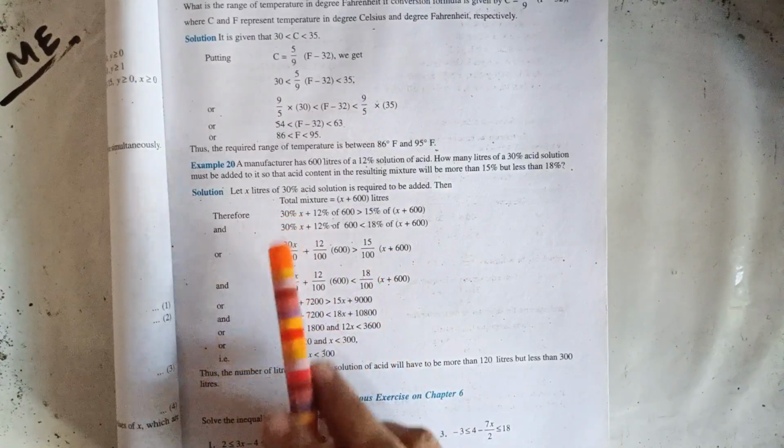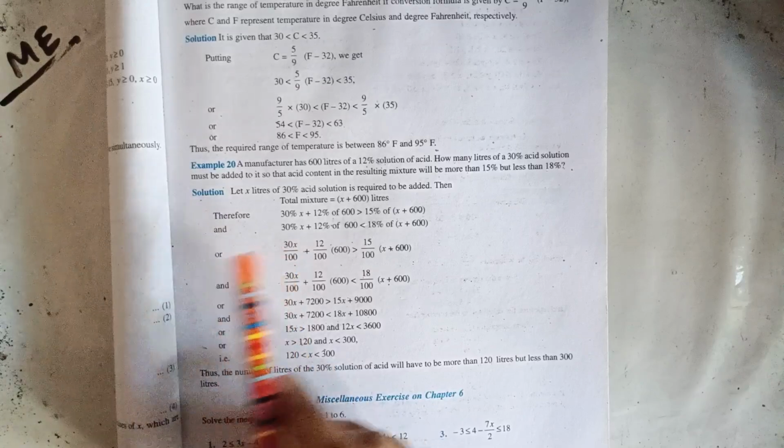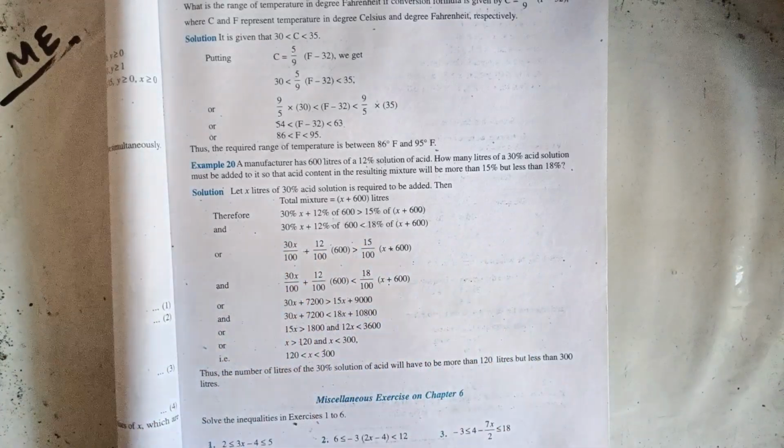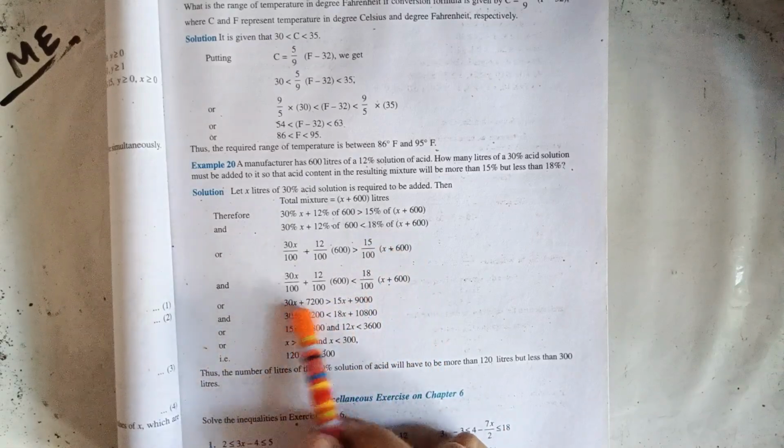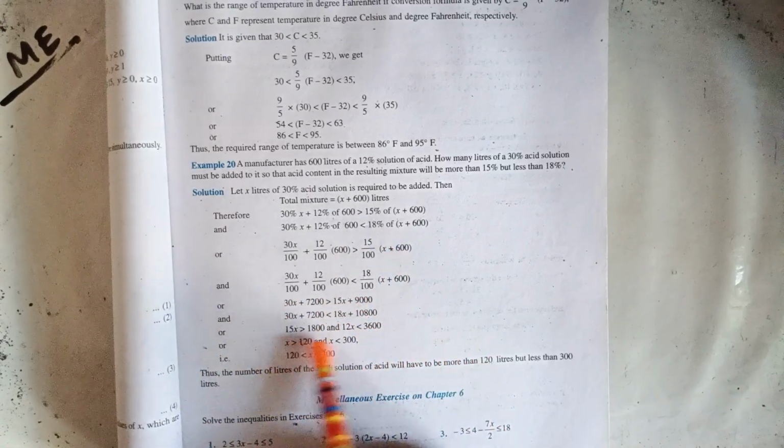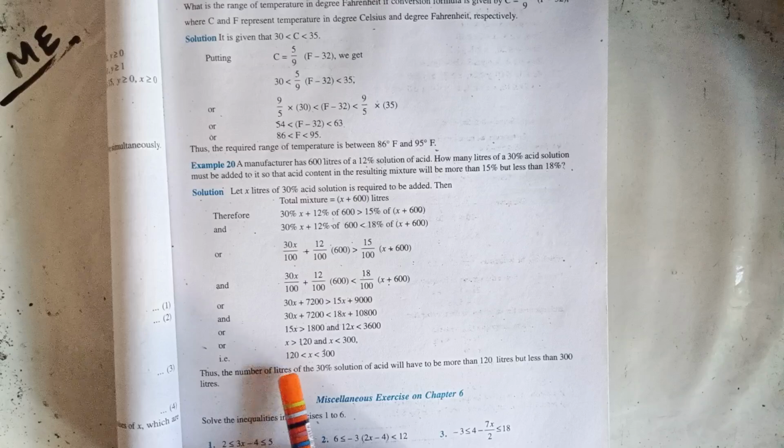Okay. 30% we can write 30 by 100. All the percentages are converted into the numbers, fractions. Okay. So we'll get this. Then we have to find X. So we'll get X between 120 and 300. Okay. Let's solve this exercise.